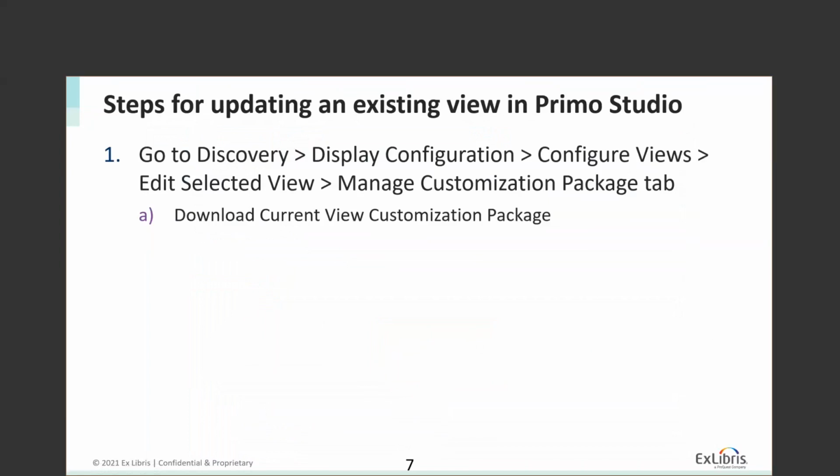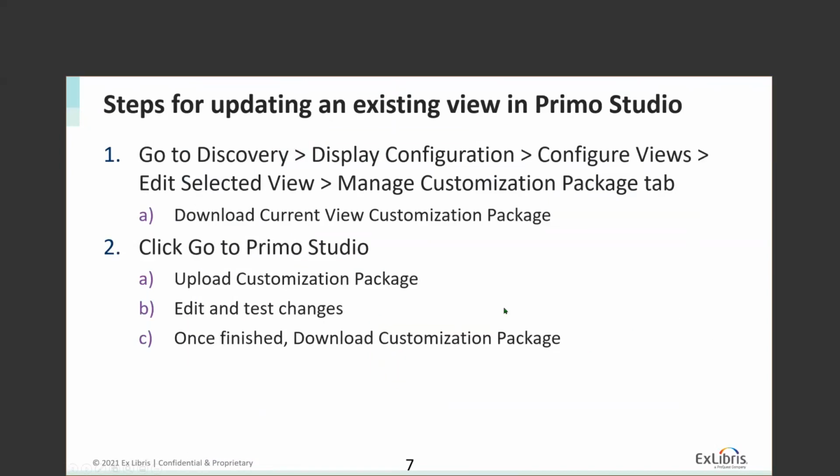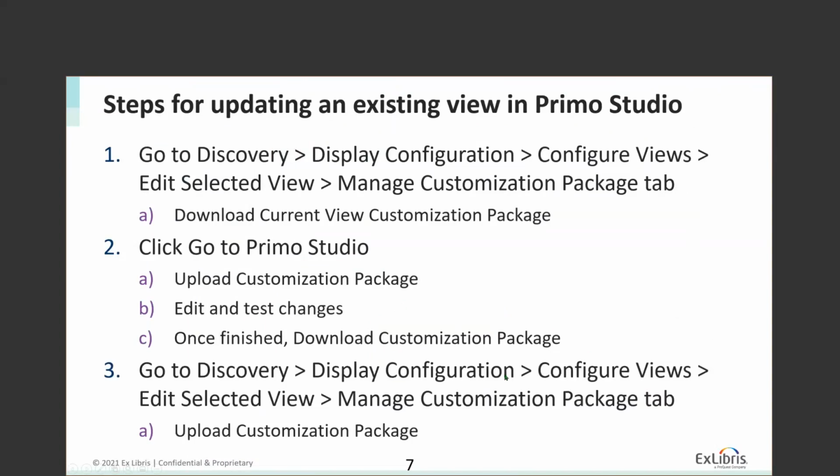We're going to first go into Alma and download the package in the Manage Customization Package tab. Then we're going to go over to Primo Studio. We're going to upload the customization package there, make some additional changes, and download that updated package from Primo Studio. And then we'll go back into Alma under Discovery, Display Config, Configure Views, and upload that customization package. Not until then is when those changes happen in our live environment. So whatever you do in Primo Studio, it's not affecting what the public sees whatsoever in Primo VE.